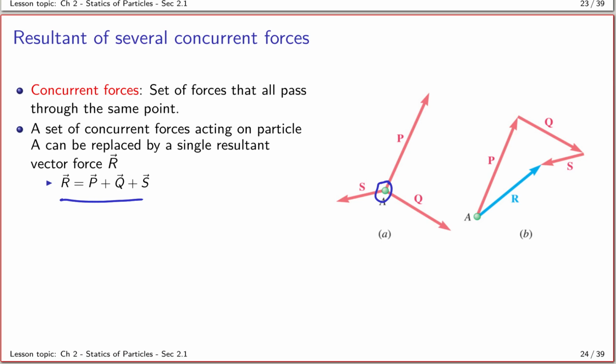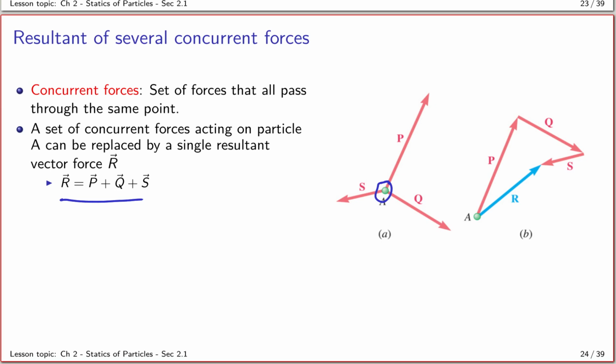And so you can find this resultant by doing the parallelogram sequentially. For example, you take P and Q, you find its resultant R1, and then you find a new parallelogram with R1 and the remaining vector S, and you find your resultant R. So that's one way you can think about doing this.